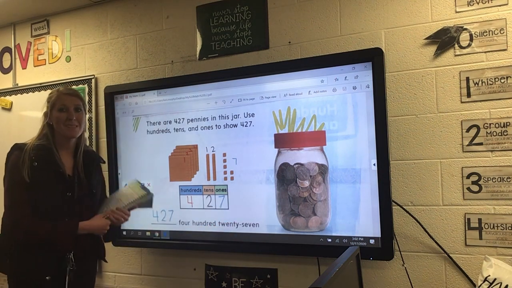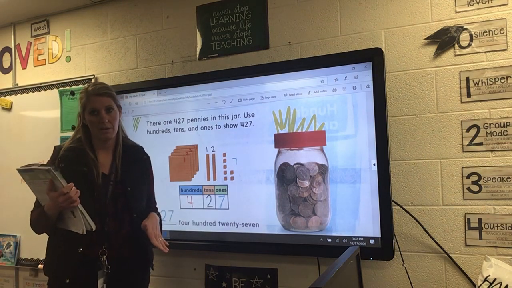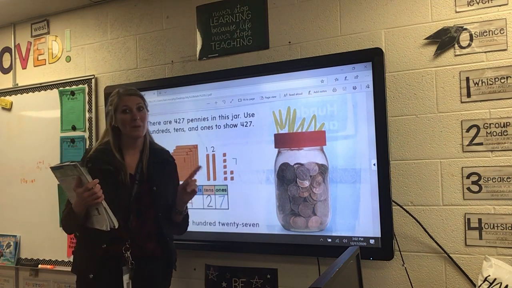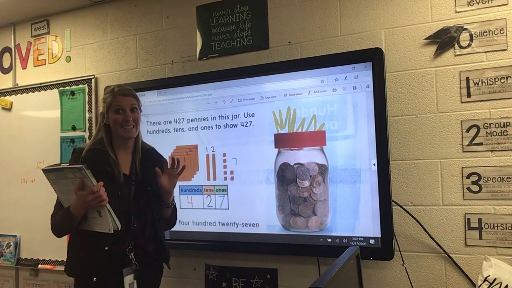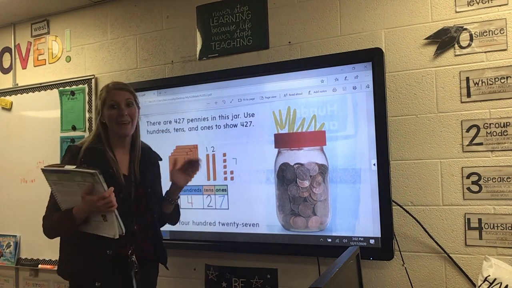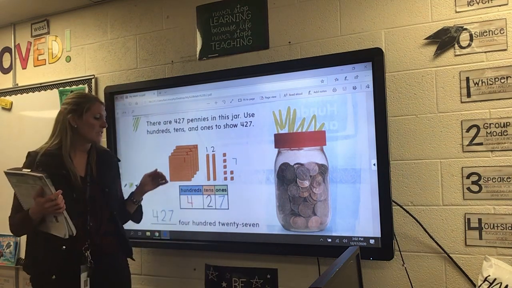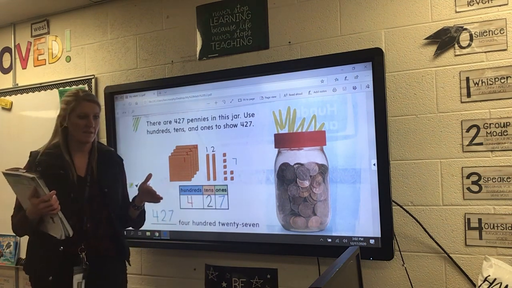Now, sometimes second graders would say "four hundred and twenty-seven." You don't say "and" unless there's a decimal, and we haven't learned about decimals yet. So don't say the word "and" until we can see a decimal, and we won't have to worry about that in second grade, okay? Don't get in the habit of saying "four hundred and twenty-seven." Don't use the word "and," okay?